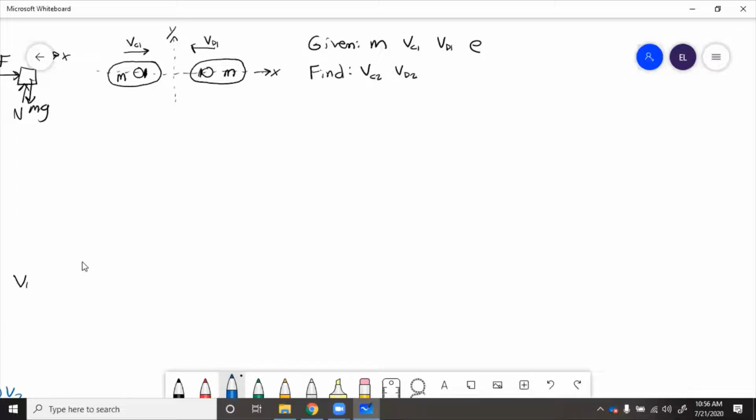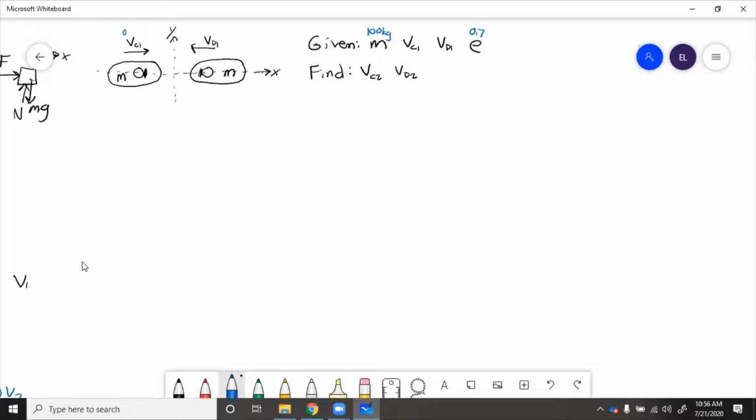Okay, so if we're given that the mass of the car is 100 kilograms, and then coefficient of restitution is 0.7. Coefficient of restitution is something you can look up in a table, similar to like coefficient of friction. So they have them for different surfaces, but 0.7 is a pretty standard for bumper cars.